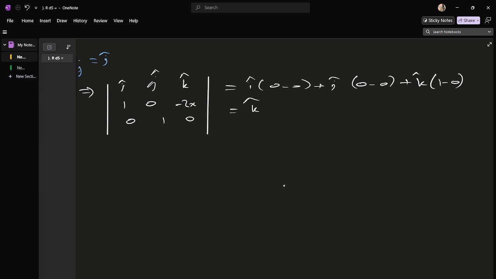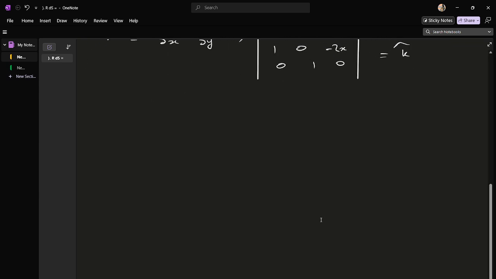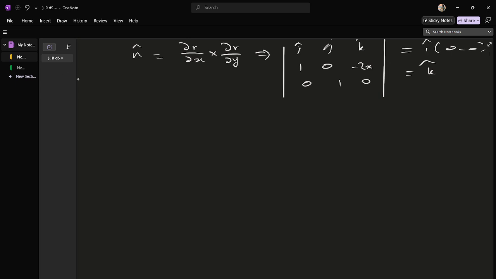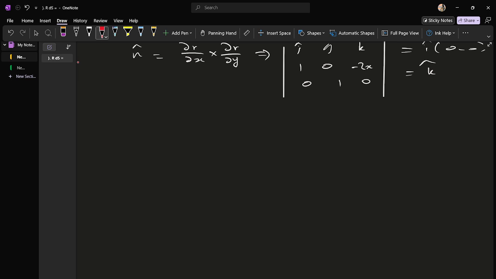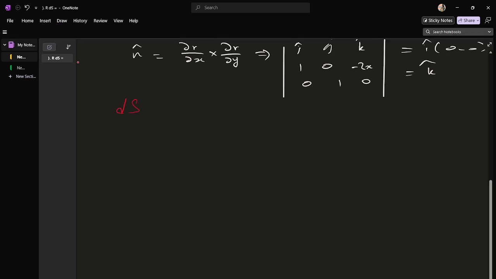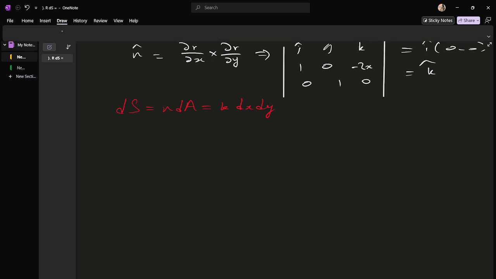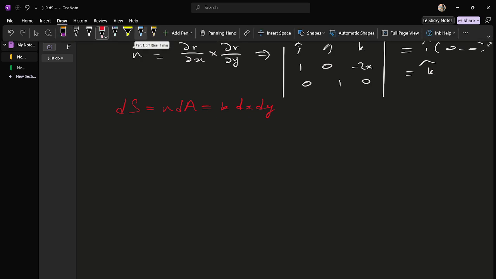Thus the surface element is, that means, our dS is now n dA, which is k dx dy. So now we have to compute the surface integral. How can we do that?